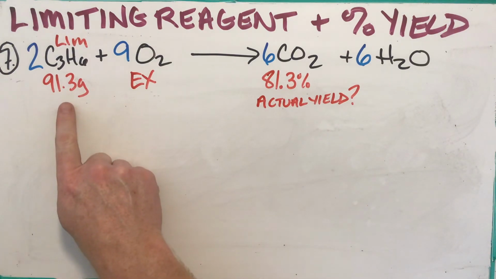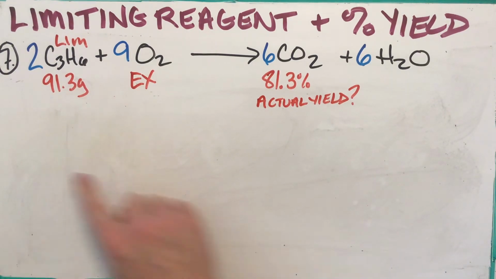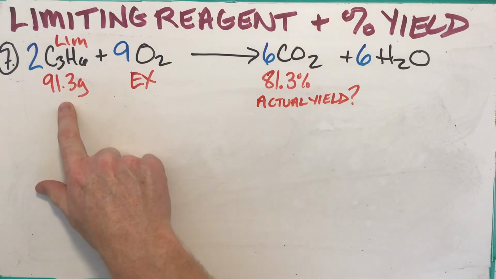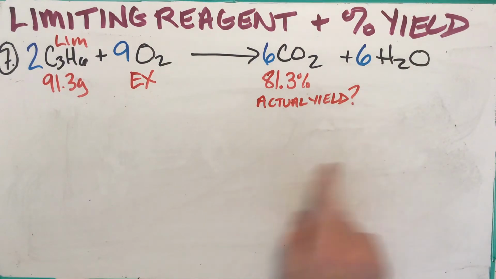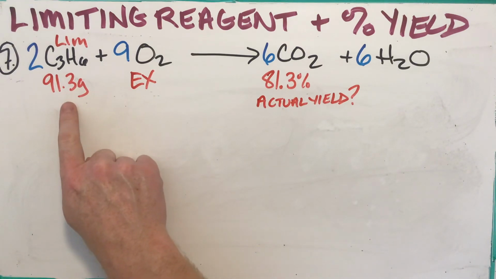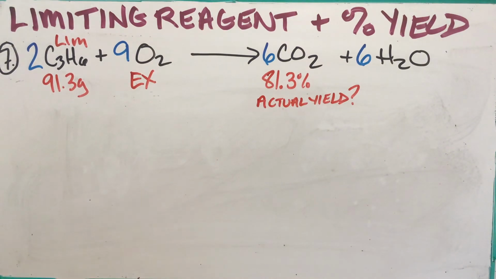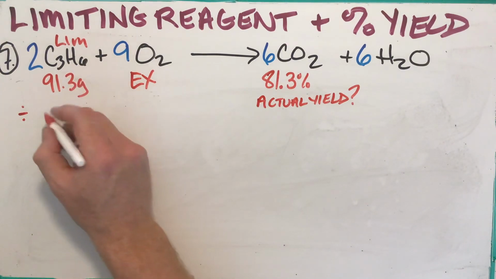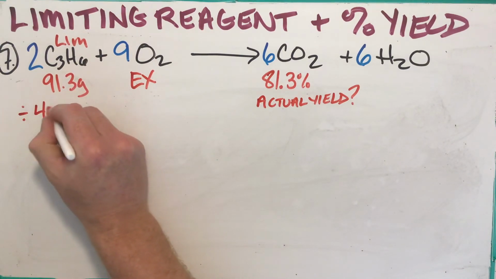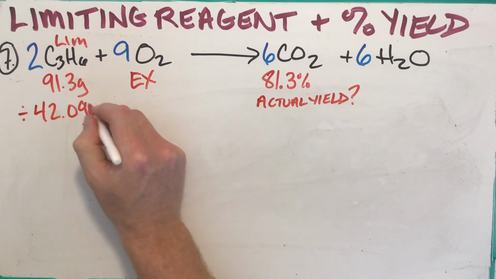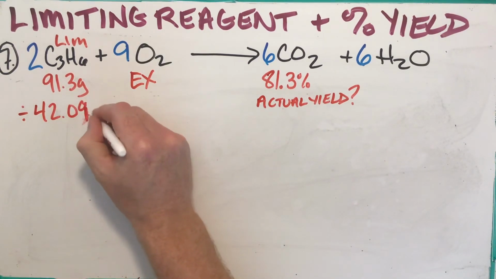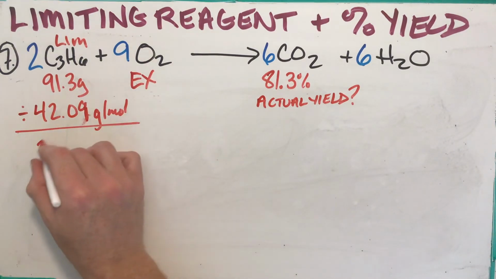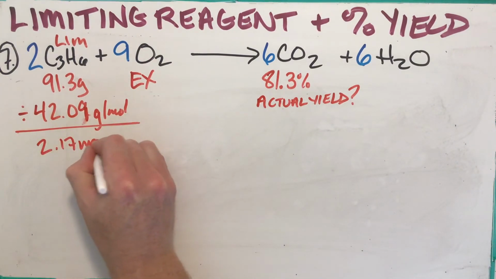The only thing I can start with is here, because I'm going to use this to bring it over to find my theoretical yield. So I have to turn this into moles, because I can't relate any of these things until this is in moles. I use the mole ratio, not the mass ratio. So I divide by, if I add 3 carbons and 6 hydrogens, it comes out to 42.09 grams per mole, and that's 2.17 moles.